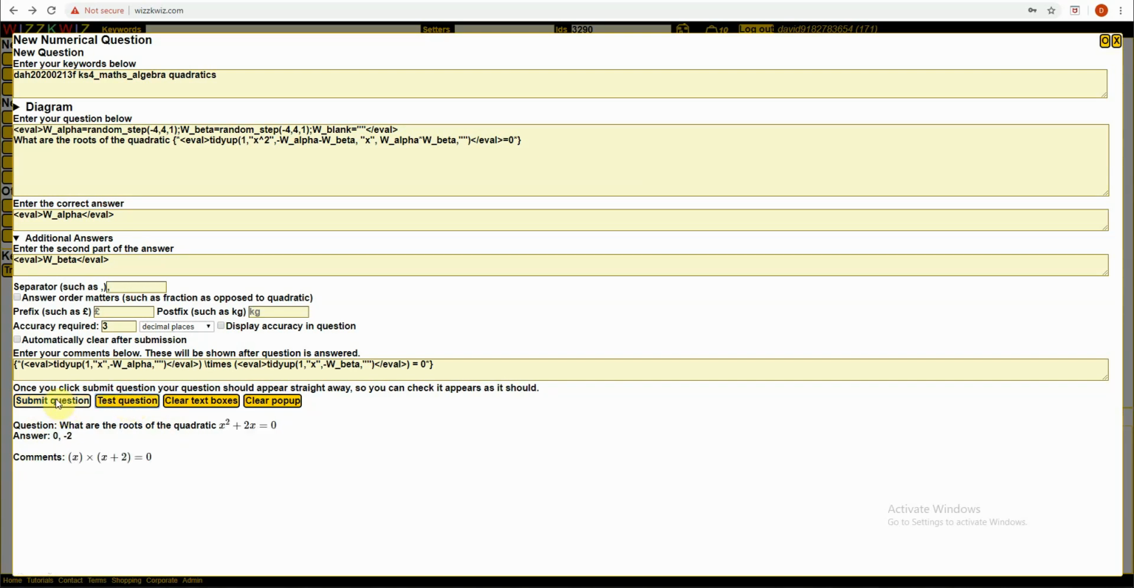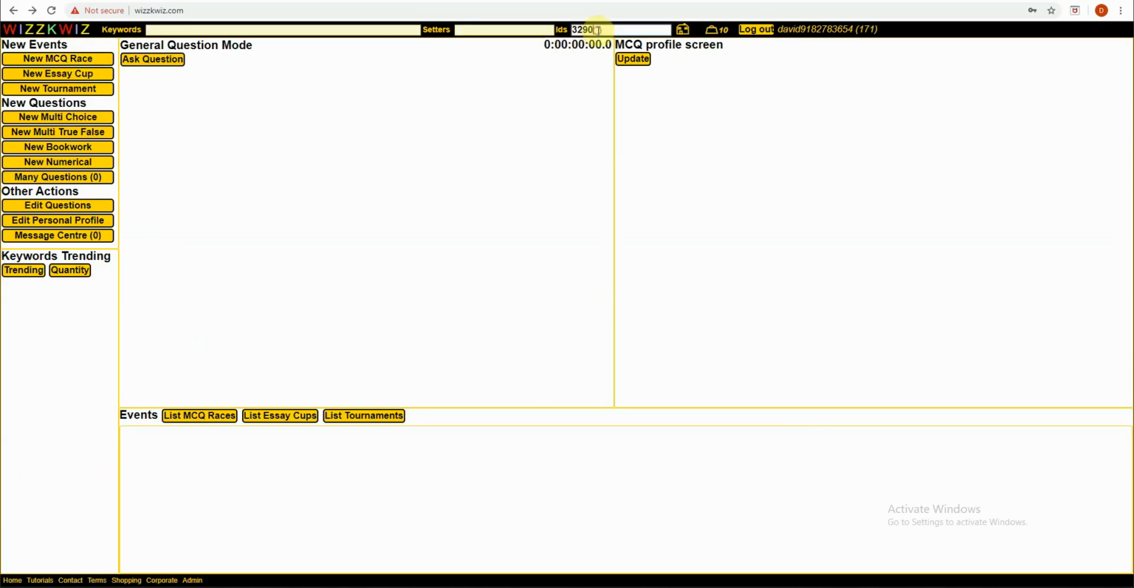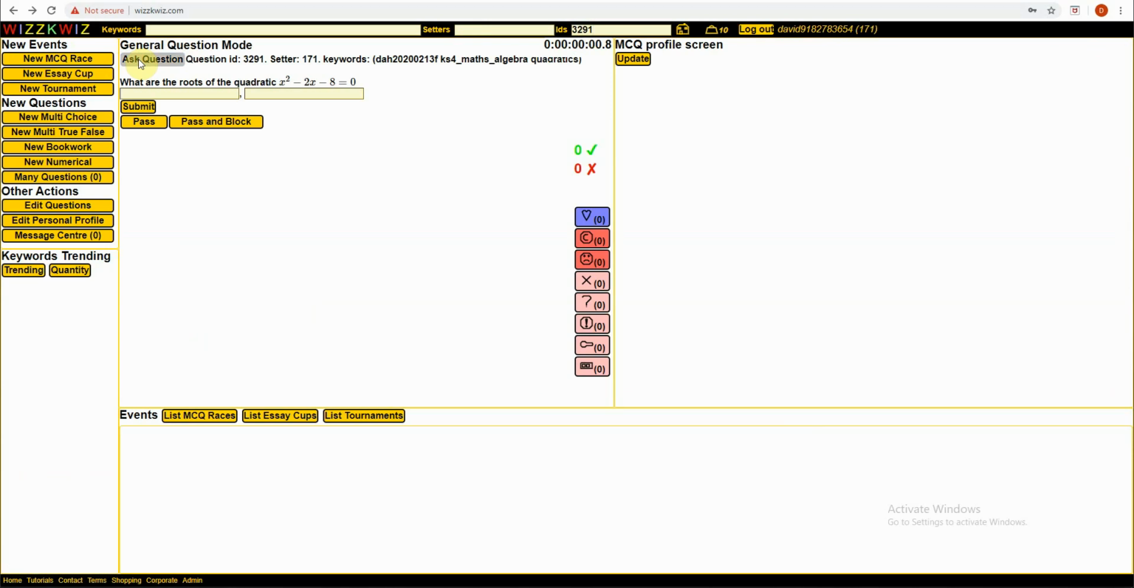So let's submit the question and see if it's going to work out. Okay, so ID 3291. We're just going to shove that in there and test out whether this question works. What are the roots of the quadratic x squared minus 2x minus 8? Well, we can see immediately we've got two places to put our answers.